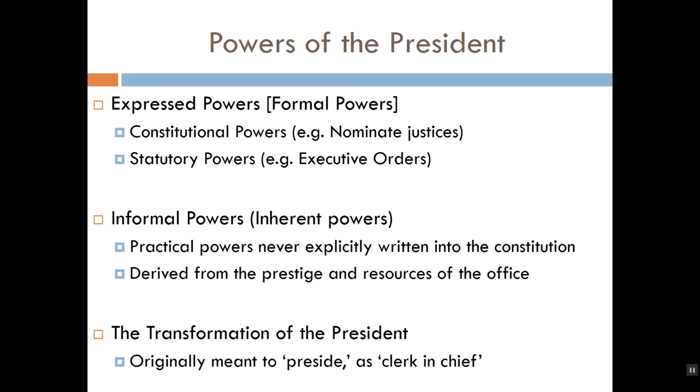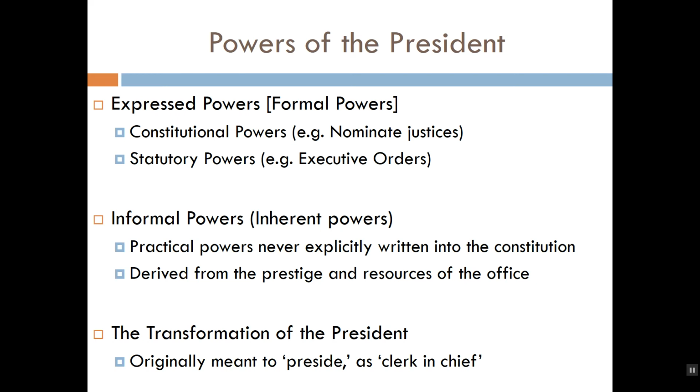The most obvious type of expressed presidential power is the constitutional power, which is a power of the president granted directly through explicit reference in the Constitution. For example, the Constitution explicitly stipulates that the President of the United States shall nominate any justices who serve on the Supreme Court. Therefore, we can say that the President has a constitutional power to nominate justices.